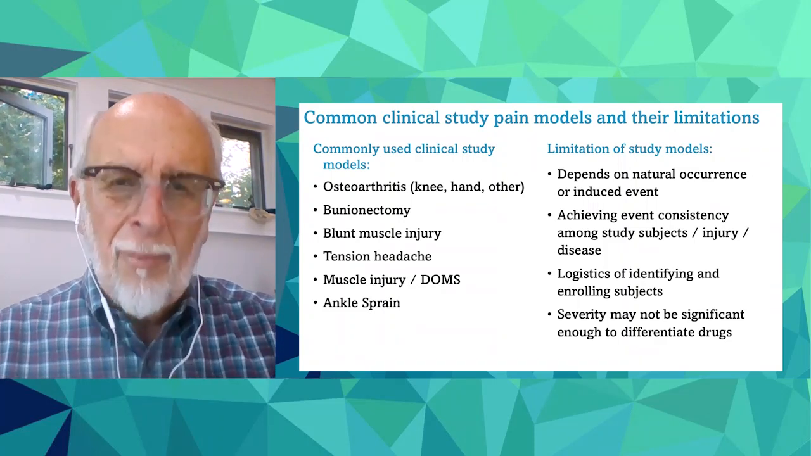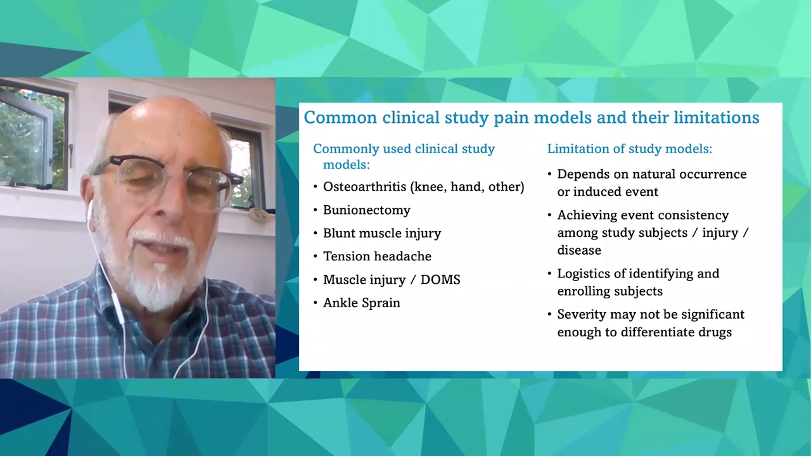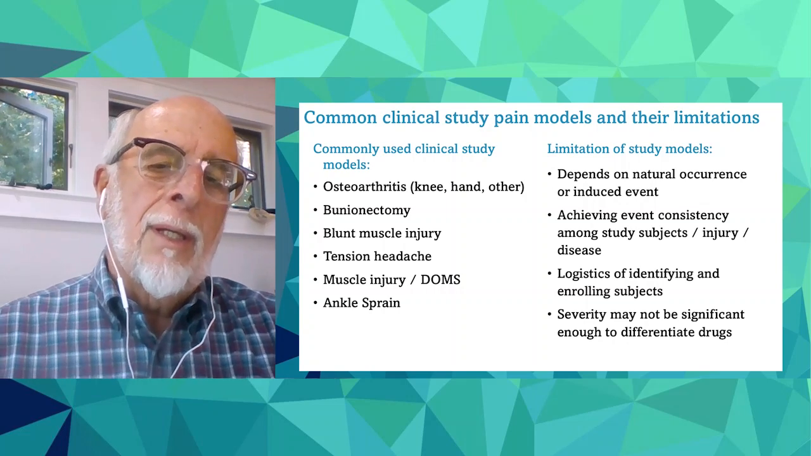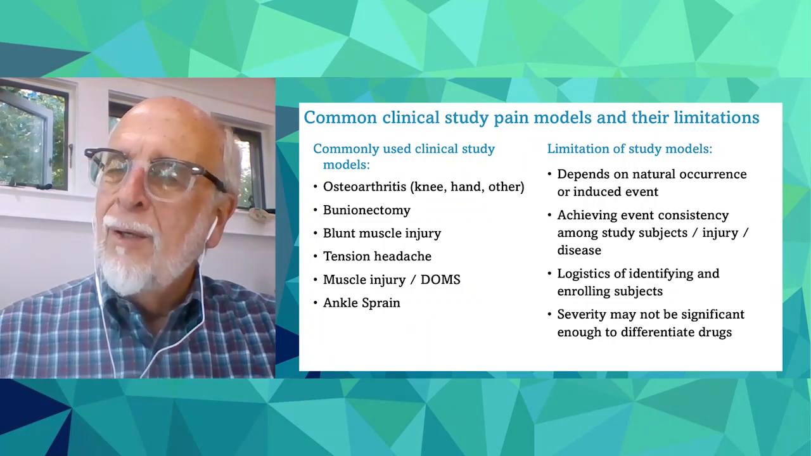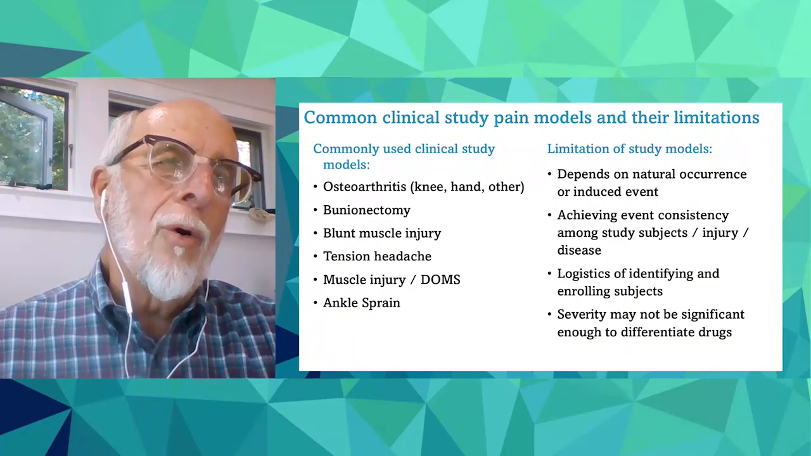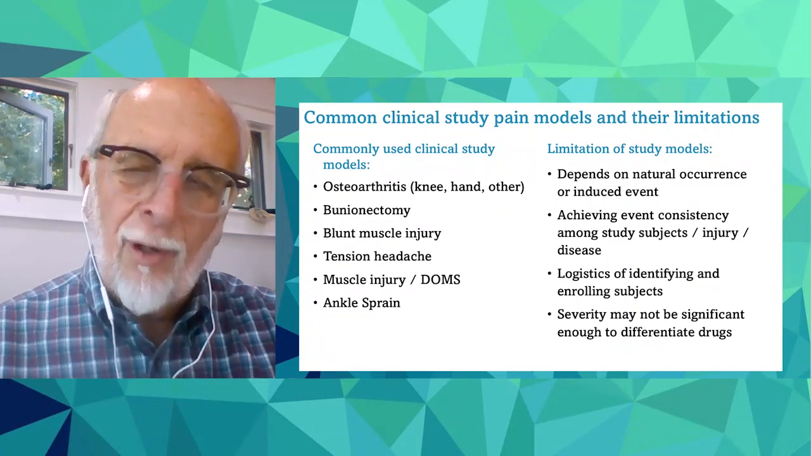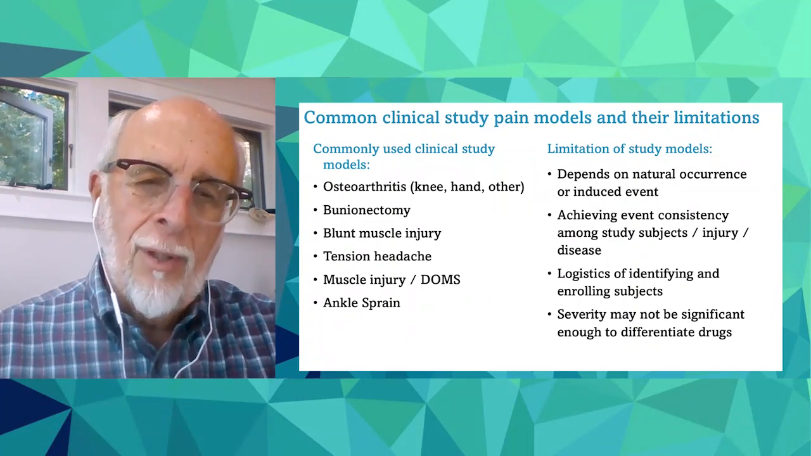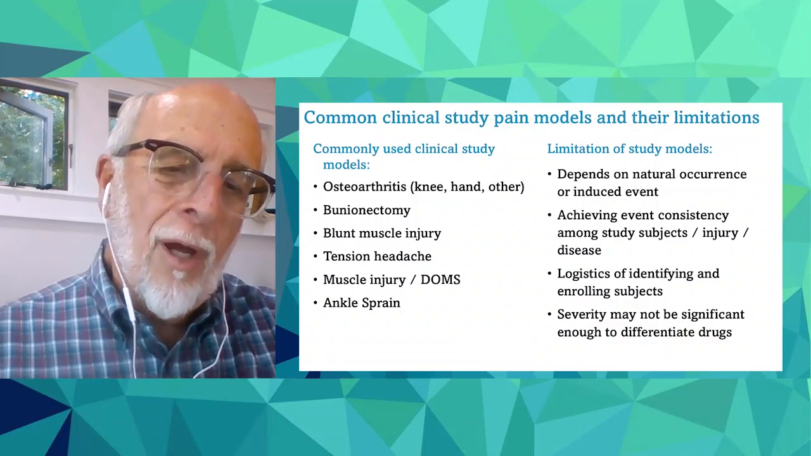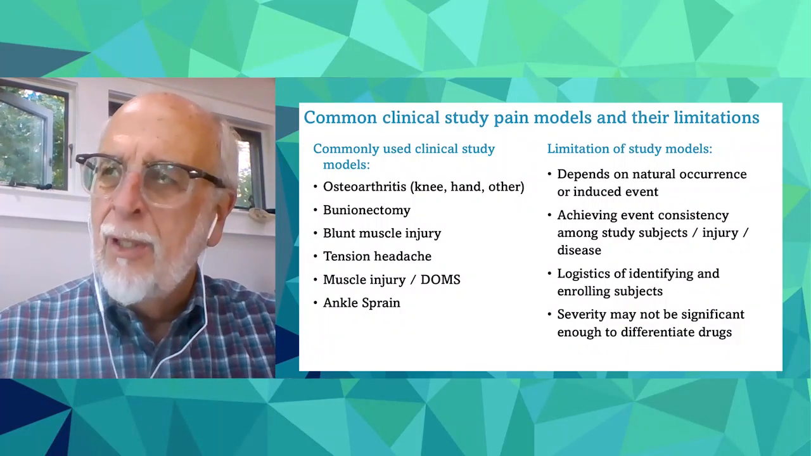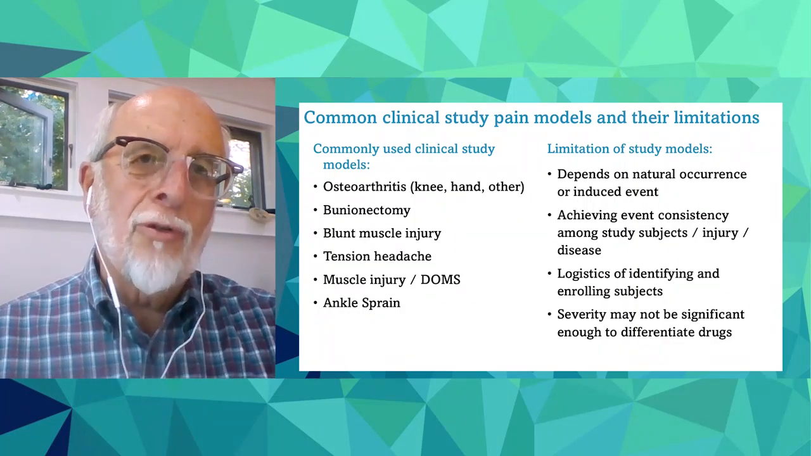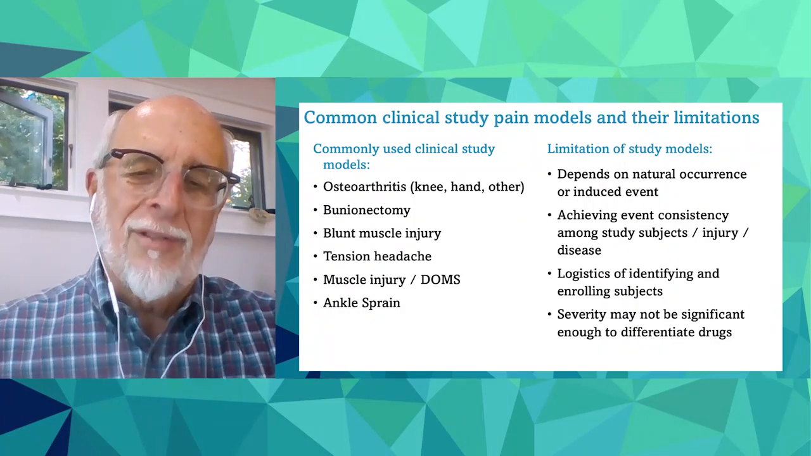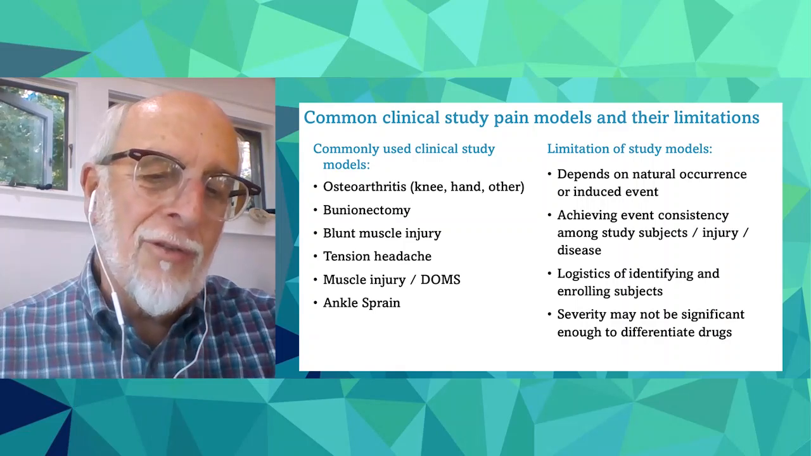And then there have been some other models that have been suggested that are really challenging to enroll. One of those is muscle injury. So you'd like to think that athletes, for example, coming off a football team would have a lot of muscle injuries, blunt injury to the muscles. It's fine, but it's very difficult to recruit that type of patients. Most coaches don't want a doctor or a nurse sitting on the sidelines trying to enroll patients in the study.